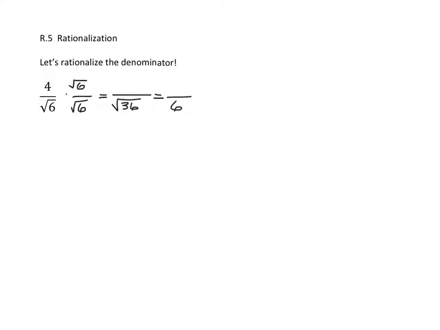So let's complete the problem. If we multiply 4 times the square root of 6, we can see that our 4 and our 6 in the denominator have a common 2 that we can cross out. Therefore, our answer would be 2 square root of 6 over 3.